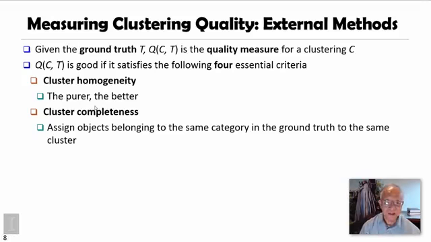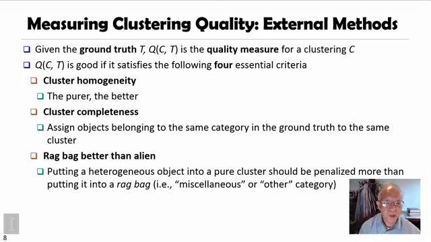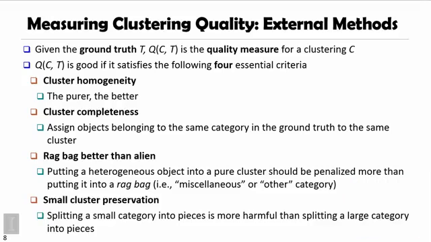That means you may have all these objects in category A, but if you assign them to two or three clusters, that's no good. We want to be complete. The third one is rag bag better than alien. It simply says you may have some heterogeneous objects. If you put them into a pure cluster, you mix the other category up. That's no good. You want to penalize this. It's better even to put them into a rag bag. Rag bag means the miscellaneous or other category. It's better than mixing them up with some pure cluster.